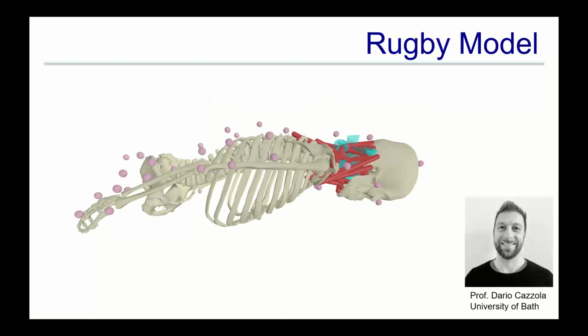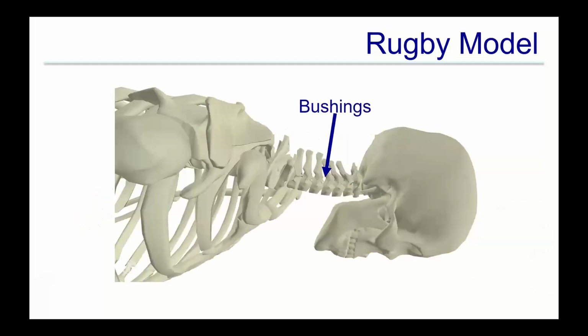And our collaborator Dario Cazzola at the University of Bath spent the last few years working on rugby and other spine biomechanics modeling studies, and they developed this very nice OpenSim model of a rugby player, and they use these bushing elements, which are 6 degrees of freedom springs, where you can define different stiffness for each of the translation and rotational degrees of freedom, to include all of the soft tissue in the joint in these bushing elements.